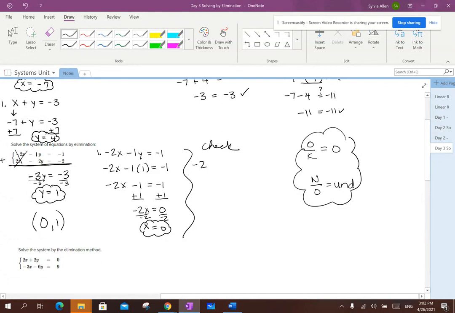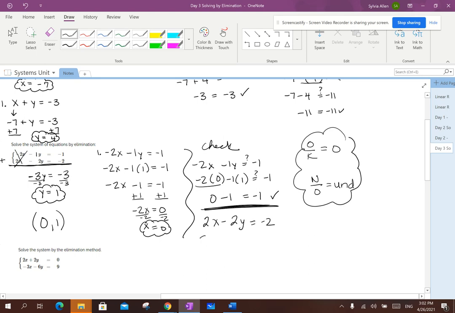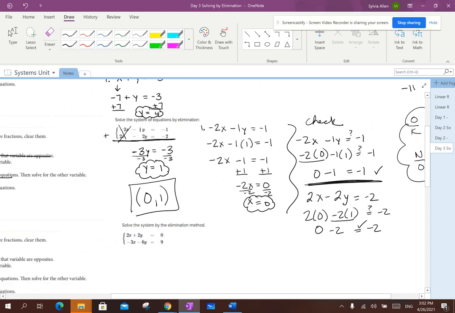So -2x minus 1y, does that equal -1? I am replacing x and y, and I'm checking to see if it equals -1. So this gives me 0 minus 1, which does equal -1. Now I need to do the other one. 2x minus 2y equals -2. 2 times 0 minus 2 times 1, does that equal -2? I've got 0 minus 2, and yes, that does equal -2, so I know I'm right. So I box my answer there.